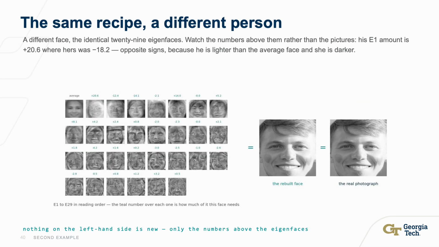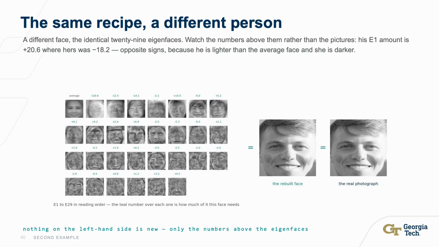Now the same recipe on a different person, and I want to be precise about what changes and what doesn't. The mean face is the same, the 29 faces are the same, in the same order. Nothing on the left hand side of this slide is new. The only thing that is different is the row number above the eigenfaces, the amounts. His amount of E1 is plus 20.6, where hers was minus 18.2. So watch the numbers rather than the pictures on this pass.